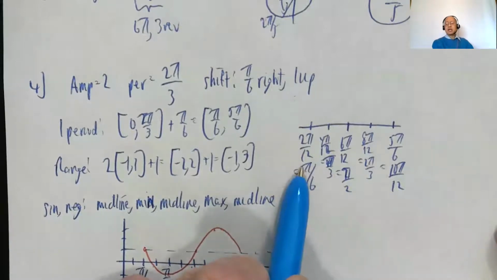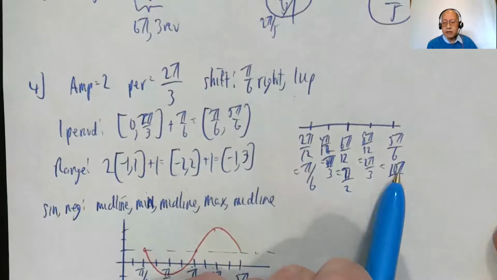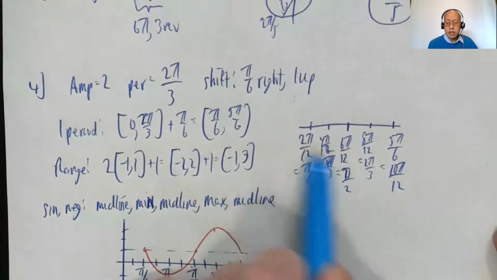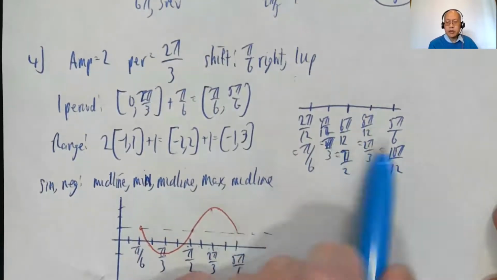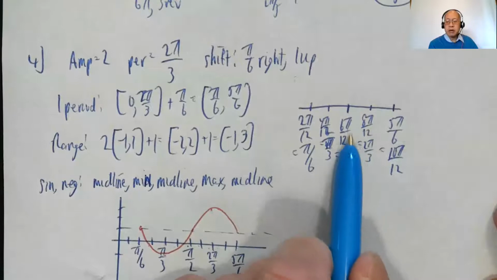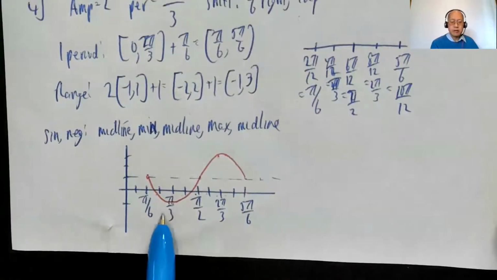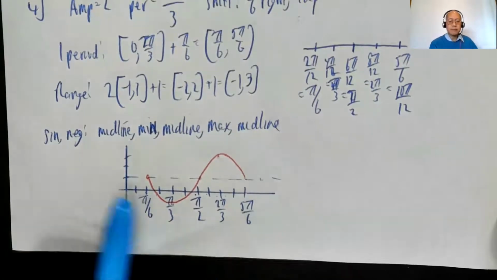It's easier if I take the denominator to be 12. So here's 2 pi over 12, 10 pi over 12. Halfway is 6 pi over 12, which is pi over 2. Halfway between these two is 4 pi over 12, which is pi over 3. Halfway between these two is 8 pi over 12, or 2 pi over 3. So here's pi over 6, pi over 3, pi over 2, 2 pi over 3, 5 pi over 6.